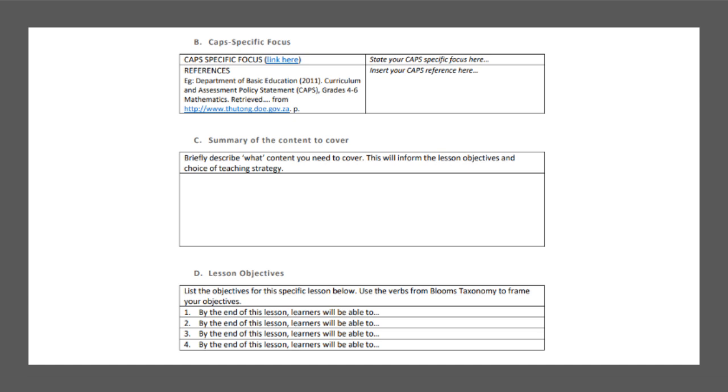Then you have your CAP-specific focus. You guys should know how to do that. Then you're going to give me a brief summary of what it is that you're going to cover. Please be careful that that brief summary is not a total repeat of the whole lesson. You just have to do that quite short and sweet so that I know that it's there.